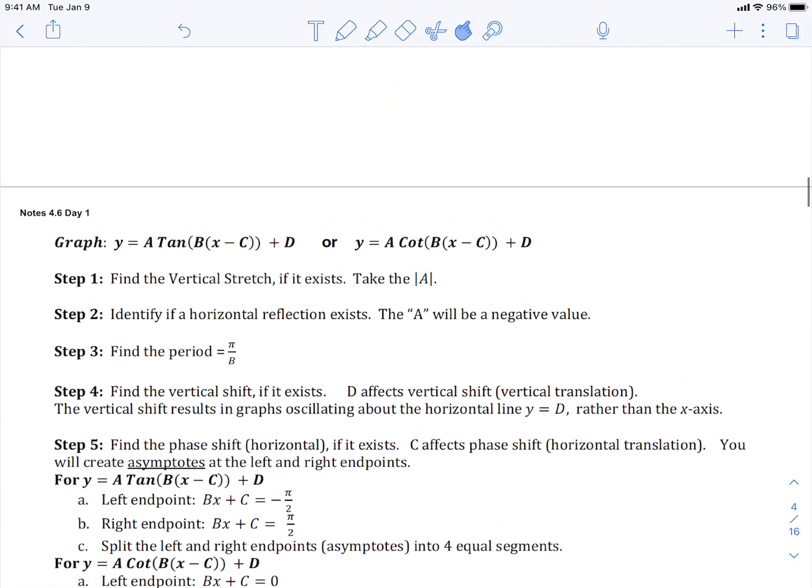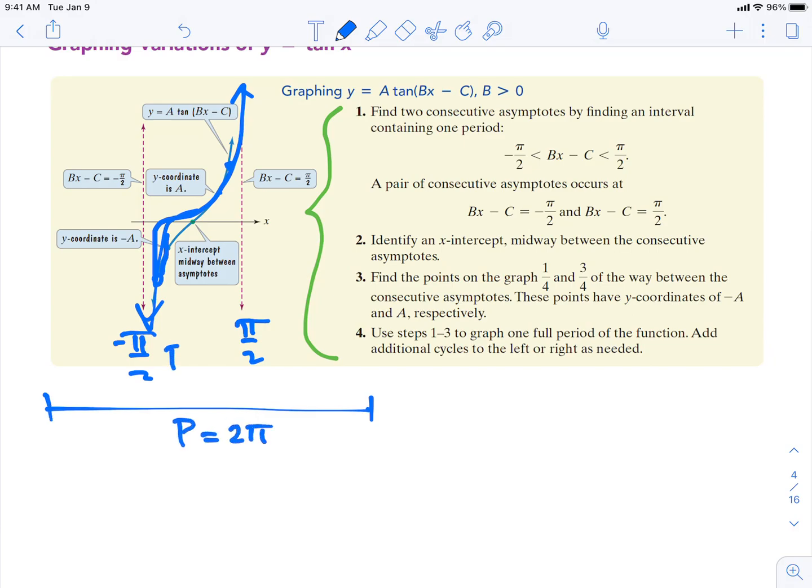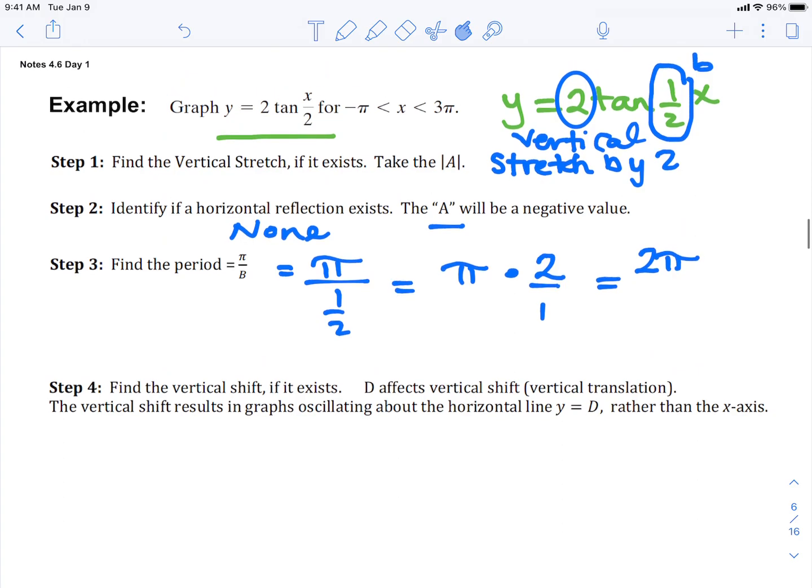So if we look at these asymptotes, normally it would start at pi over 2 and negative pi over 2. This is going to stretch out to a period of 2 pi, where the original will just be pi in its parent. Find if a vertical shift exists. There is no d value, so we do not have a vertical shift.